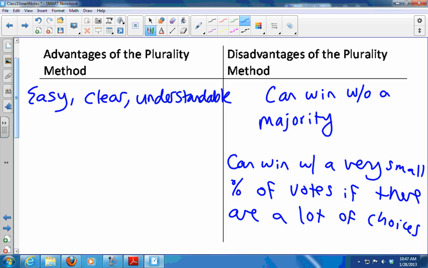If you have more than 2 candidates, you can't require a majority to win, because very often there would be no winner.